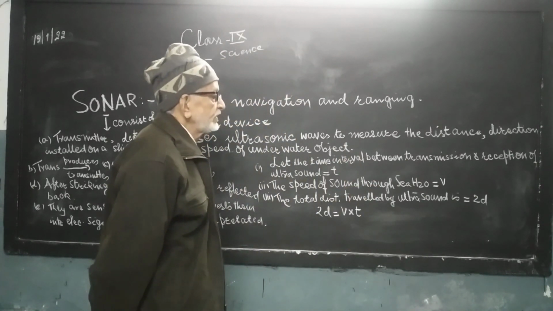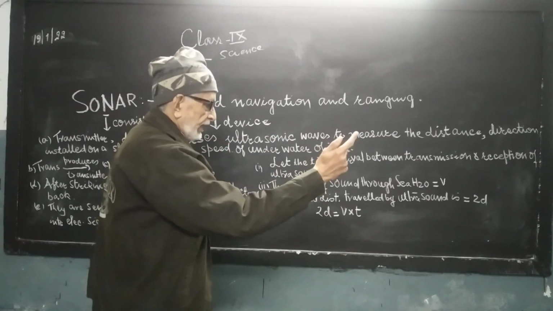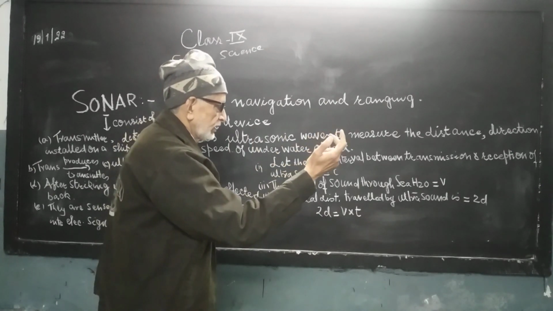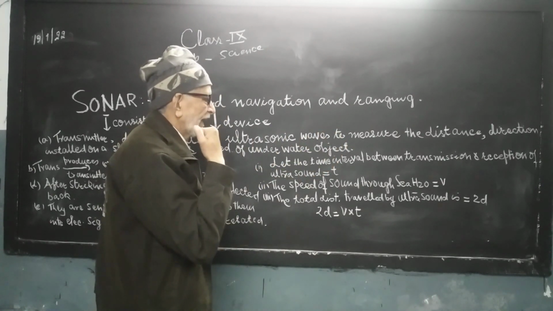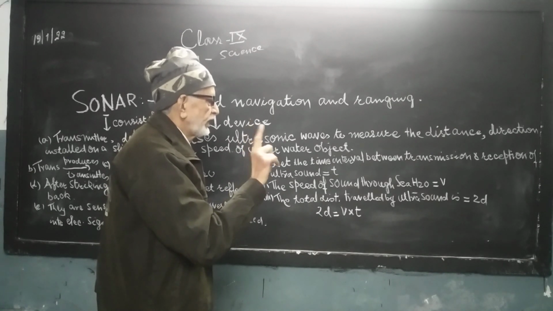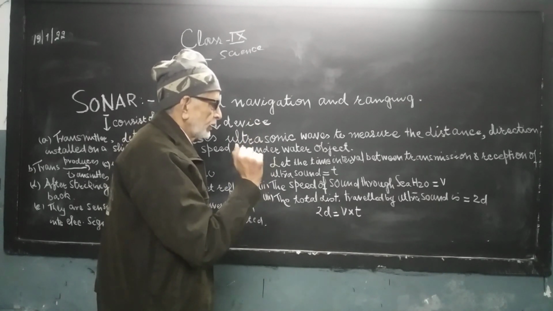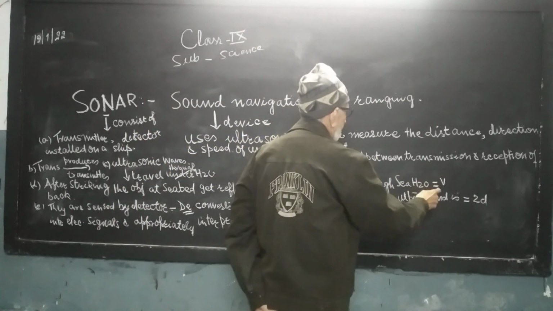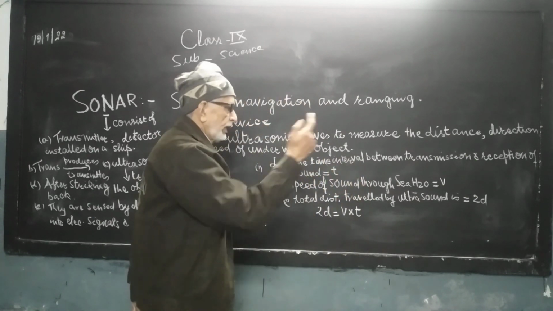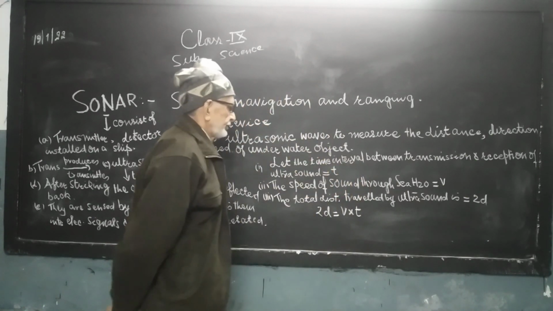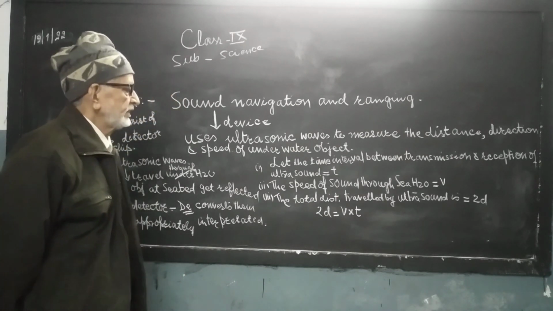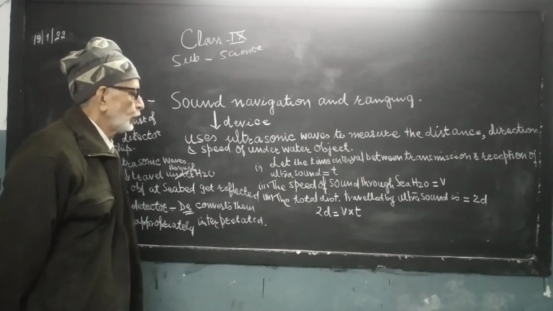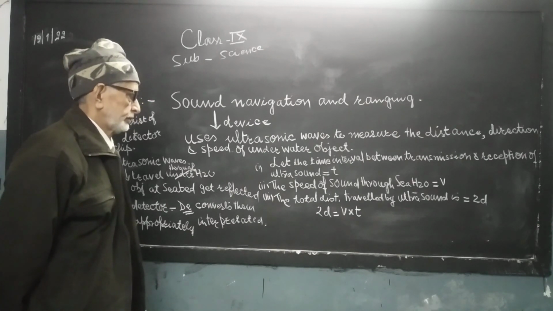Why is the physical distance 2d? Going and coming. Transmission to the interface and their reception back is 2d. It is covering distance going and coming. Speed is given by v, and the time going and coming is given by t. Time is t. Then the formula will be 2d is equal to v into t.